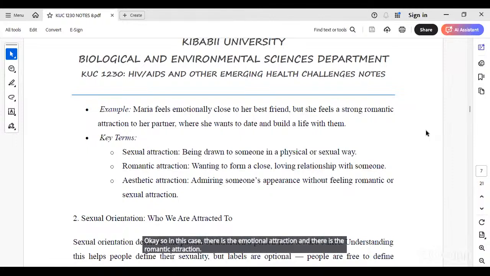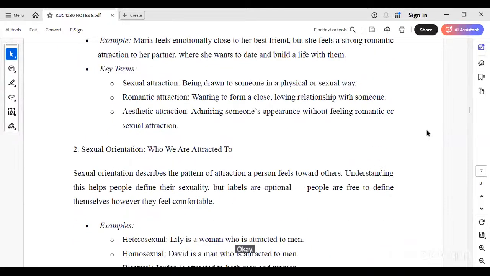Okay. So that is attraction. Is it physical? Is it emotional? Is it romantic? Okay.